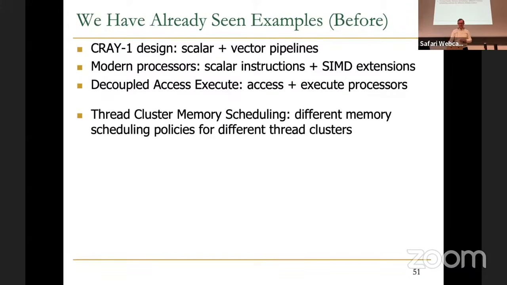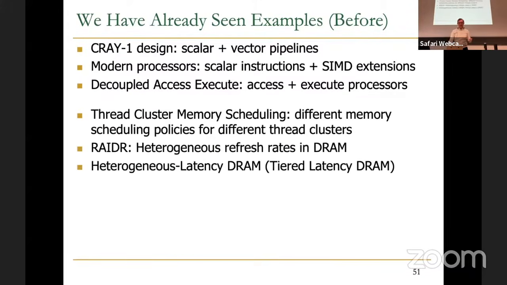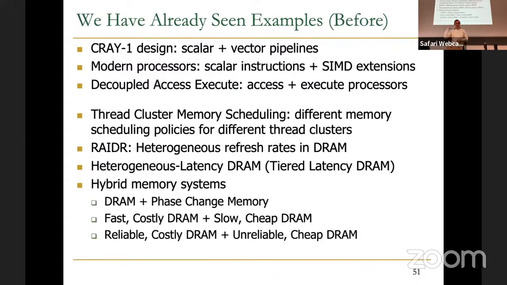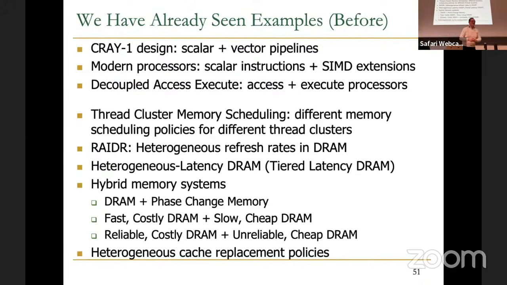We've seen thread cluster memory scheduling, so I'm not going to talk about that. RAIDR, heterogeneous latency DRAM, hybrid memory systems, and there are many different types of hybrid memory systems that we have seen also. Heterogeneous cache replacement policies, this is not up to date, as you can see. We've seen hybrid prefetching earlier also. All of those are heterogeneous examples. And these are all employed actually in real systems. And people don't think about complexity as much when they actually do this. Well, they do think about complexity, of course, but they actually make the decision to have heterogeneous components.